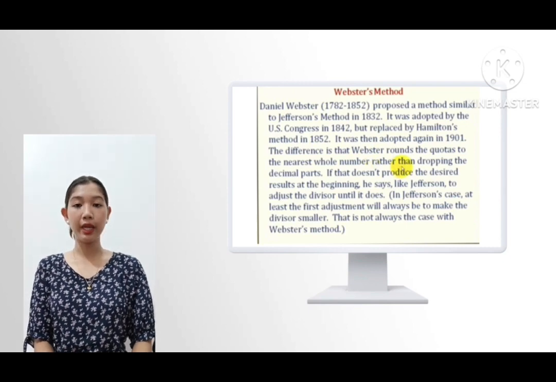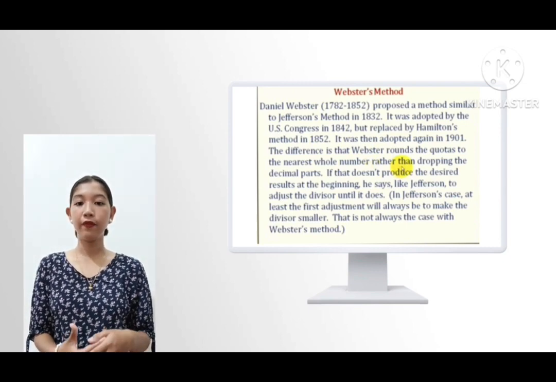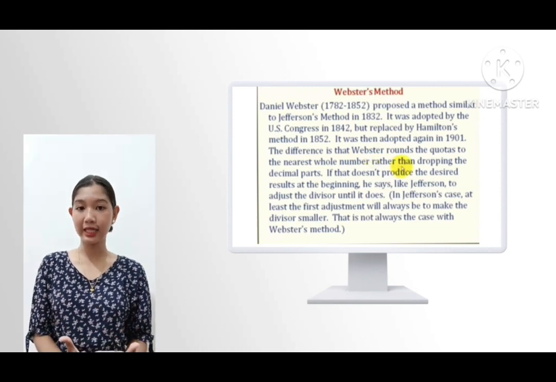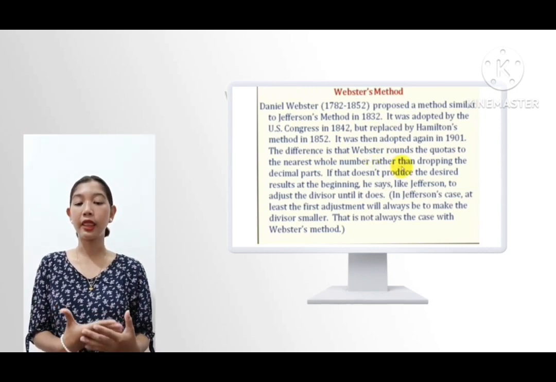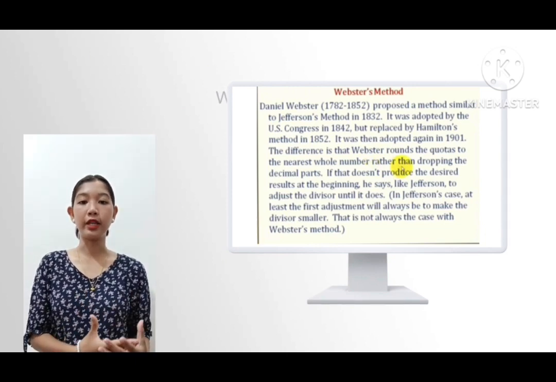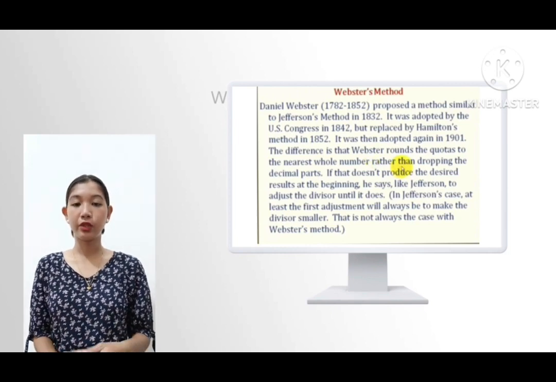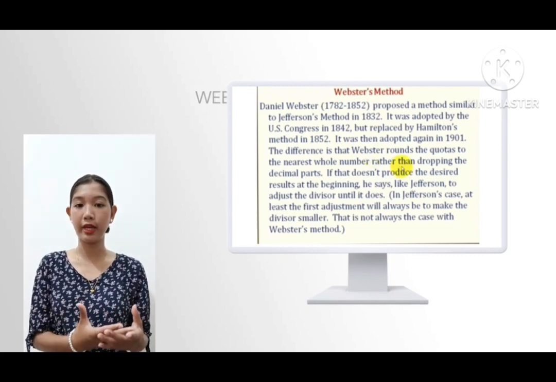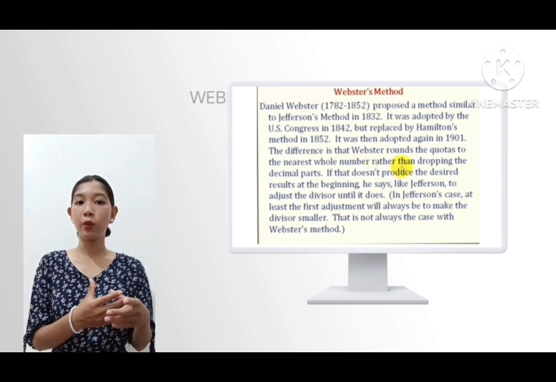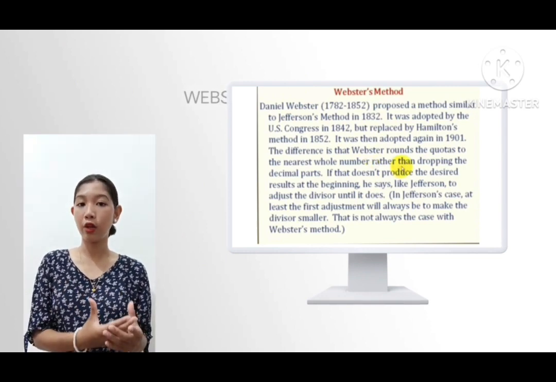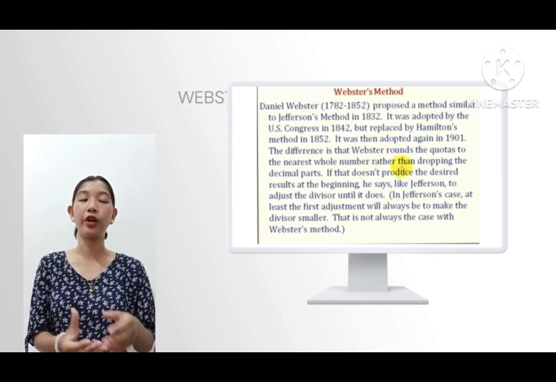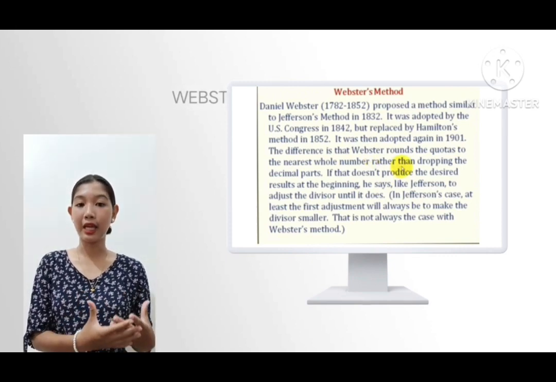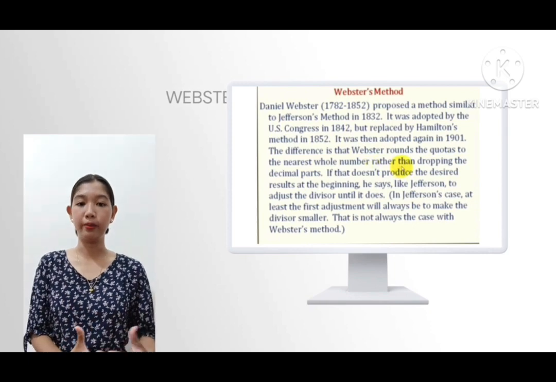So rather than dropping the decimal parts, if that doesn't produce the desired results at the beginning, he says, like Jefferson's, to adjust the divisor until it does. So in Jefferson's case, at least the first adjustment will always be to make the divisor smaller. This is not the case with Webster method.